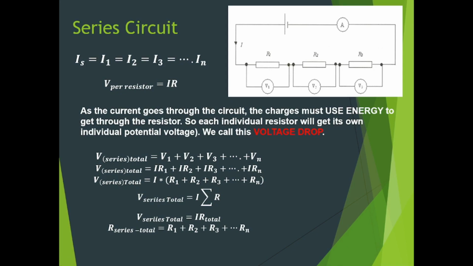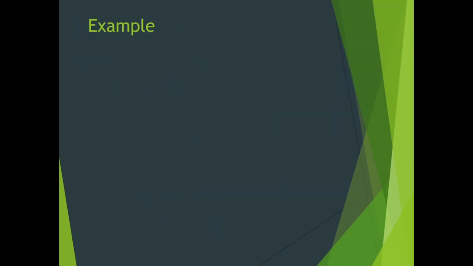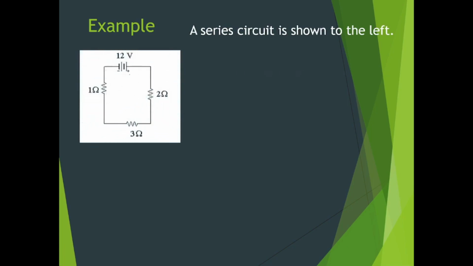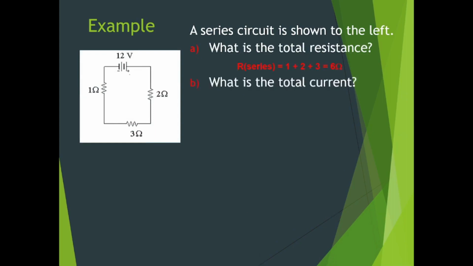Note, they may use the terms effective or equivalent to mean total. We now try to apply the concepts that we have learned. See the sample below. A series circuit is shown to the left. We add the individual value of each resistor and we will get 6 ohms. What is the total current flowing in the circuit?